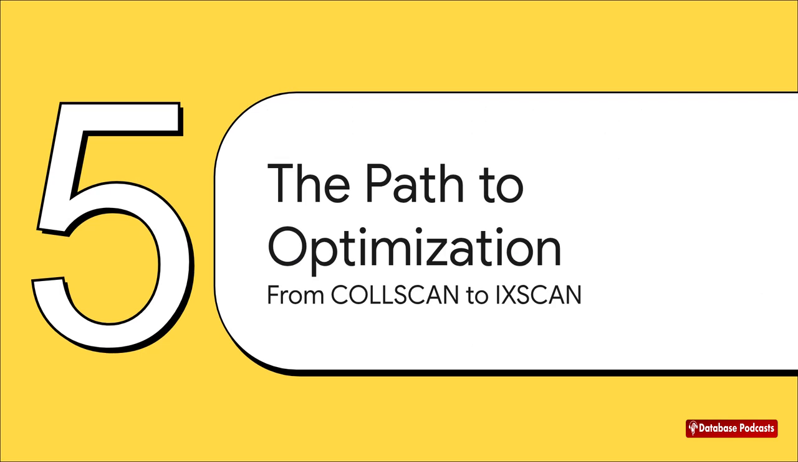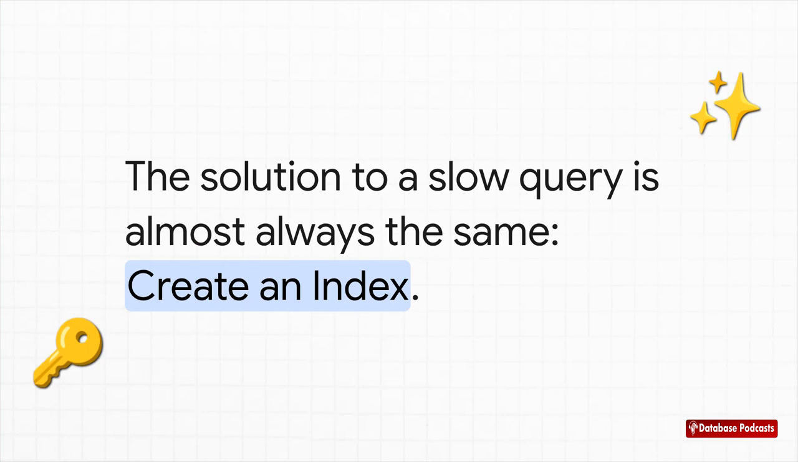Okay, so we know how to diagnose the problem now. We see that COLLSCAN. We see that crazy high number for docs examined. We've found the source of the pain. So, how do we fix it? How do we go from that slow, painful COLLSCAN to a speedy IXSCAN? The answer, and I mean this almost every single time, is beautifully simple. You need an index. That's it. That's the magic trick that lets MongoDB stop scanning everything and start jumping directly to where it needs to go.